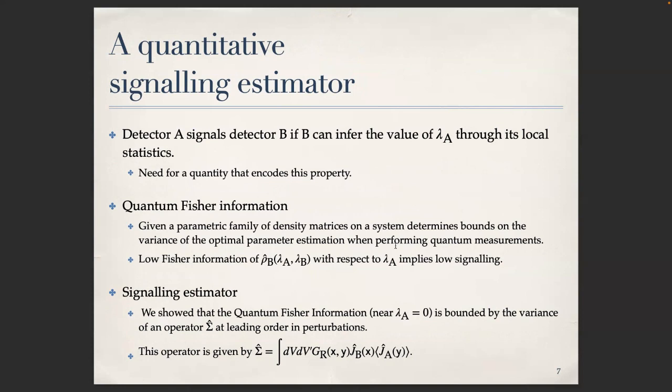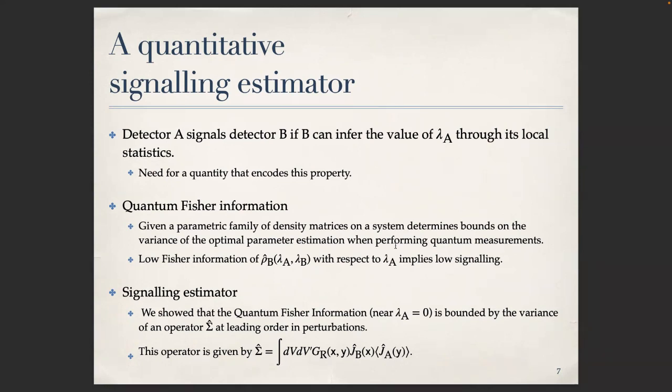Motivated by all this business of not having compact interactions to define an effective notion of causality, what we did is to build a quantitative signaling estimator based on quantum methodology. Given that we set a detector A signals, detector B can infer the value of the coupling constant of detector A through its local statistics. We need to encode this property, and we're going to use the so-called quantum Fisher information. I don't know if you're familiar with this quantity.